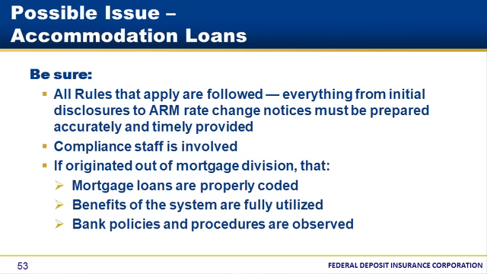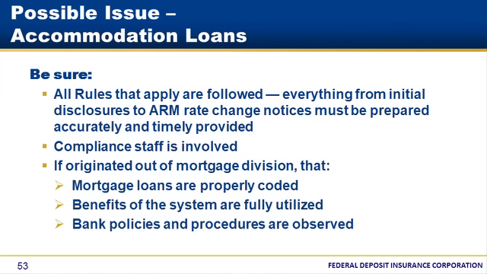However, it's important to be sure that in making that loan, you comply with all applicable rules that apply to it. Everything from initial disclosures to ARM rate change notices must be provided in an accurate and timely manner. Compliance staff should be involved in ensuring that the bank is able to identify and fulfill all applicable requirements when making any type of loan, and to periodically remind management and loan officers who make such one-off accommodations.